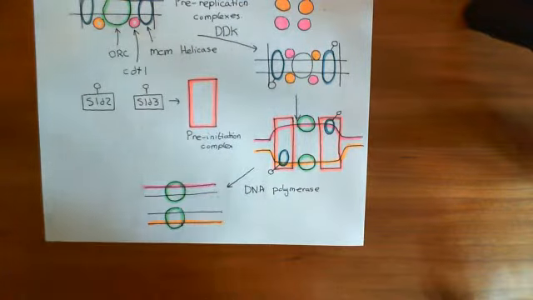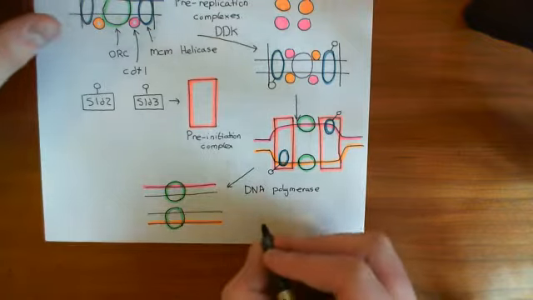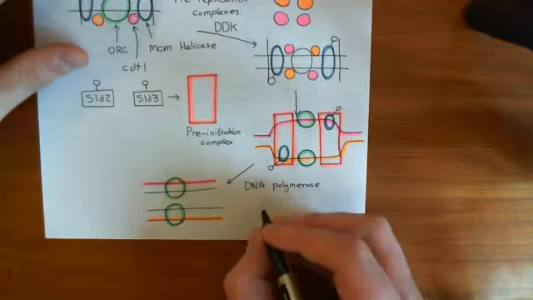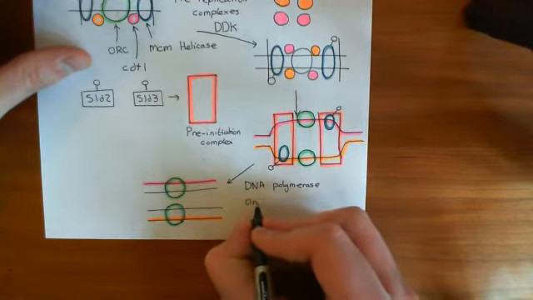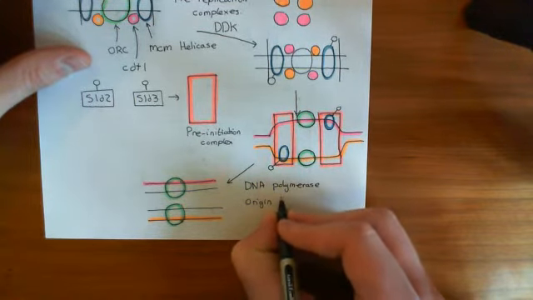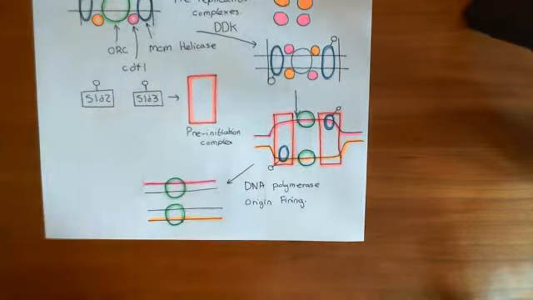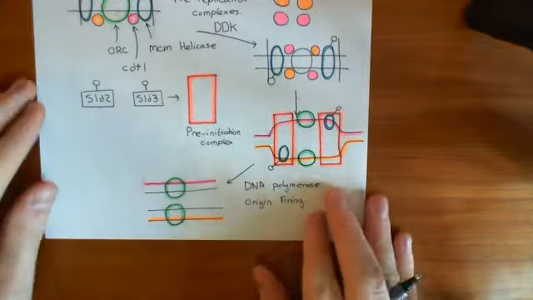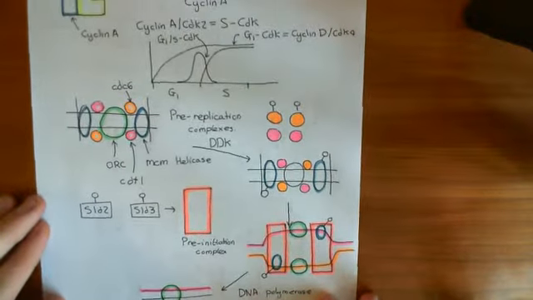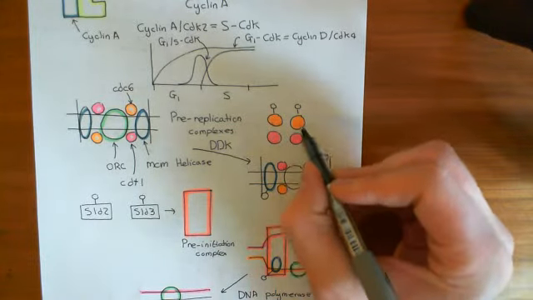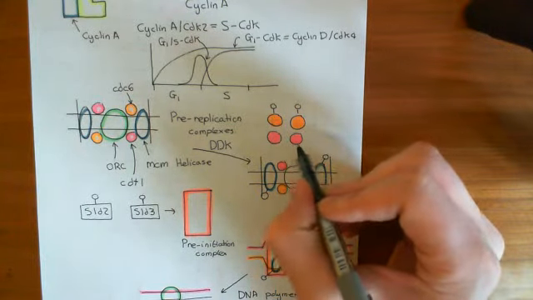That's called the pre-replication complex firing, or the origin firing. So this is said to be the origin of replication firing, origin firing. Okay, right, and that causes the copying of the DNA, the replication of the DNA. Right, so I just want to finally discuss what happens to these two proteins here, this CDC6 and the CDT1 protein.